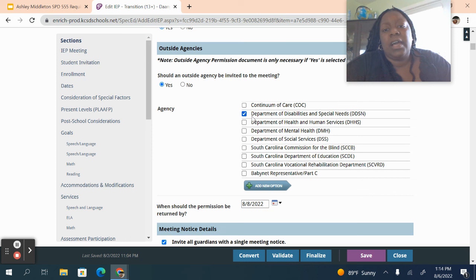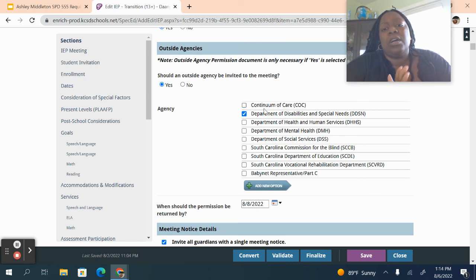Now, one of the areas that we see a lot of, because I have a mod ID in an autism classroom, one of the agencies we work a lot with is the Department of Disabilities and Special Needs. As a high school teacher, sometimes we also work a lot with South Carolina Vocational Rehabilitation Department as well. Like I said earlier, we have some students who have case management services through the ARC of the Midlands, and there are a few others.